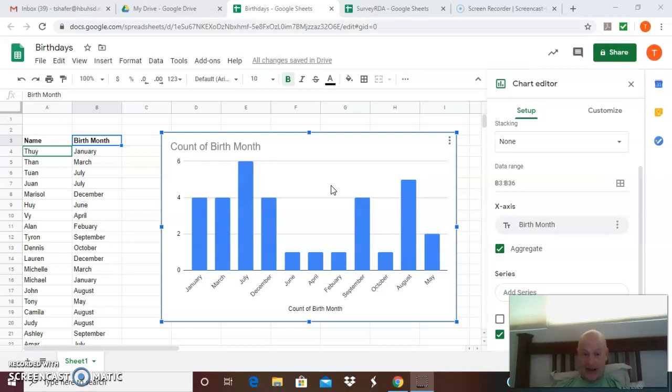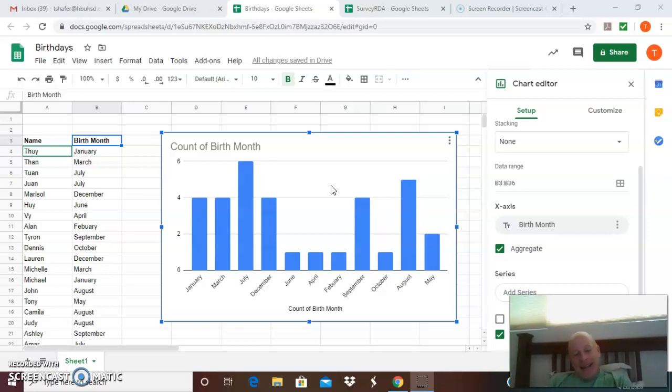By looking at this chart, I can see that July was the most common birth month with 6 births. Next was August, and then January, March, December, and September were all the same at 4. And it looks like June, April, February, and October were all the same at 1.